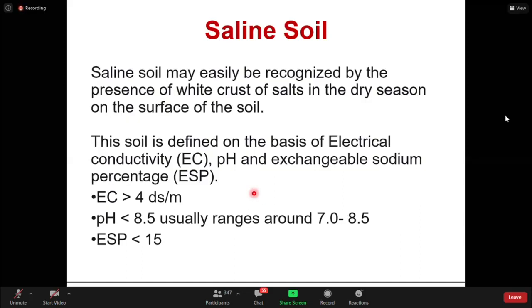Again, I will request you to write in the chat box whether you have understood exchangeable sodium percentage. Exchangeable sodium percentage. Okay.